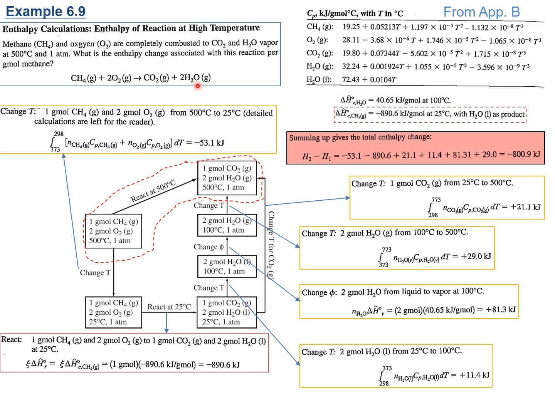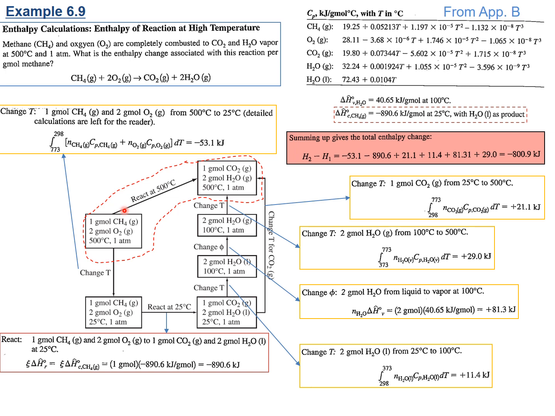Then, let me try to set up the pathways from reactant to product. Here is the schematic picture of the pathway. The starting point should be the reactant CH4, 1 mole, and 2 mole of oxygen here, both of them in gas phases. What is the temperature and pressure for this reactant? 500 Celsius degree and 1 atm.